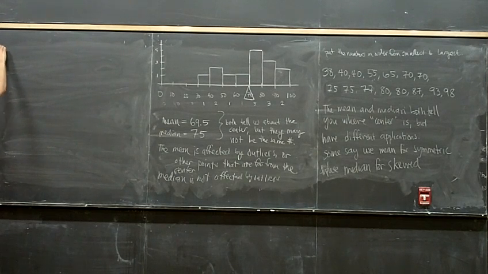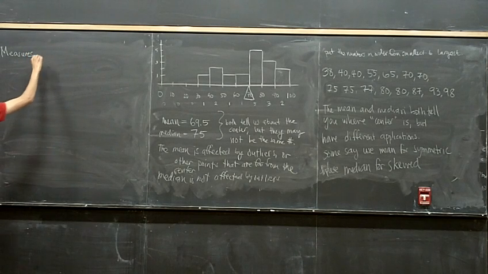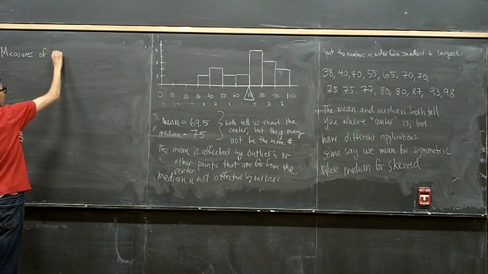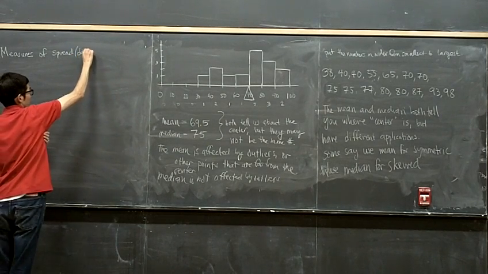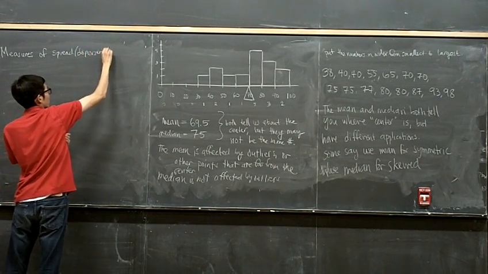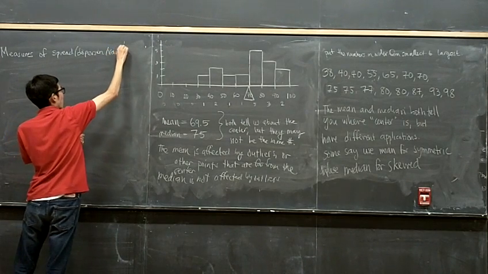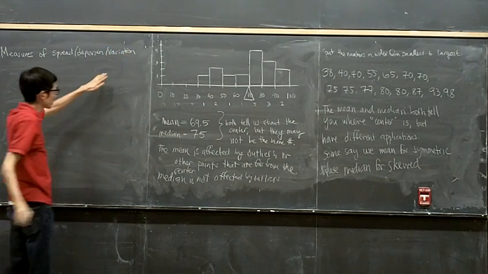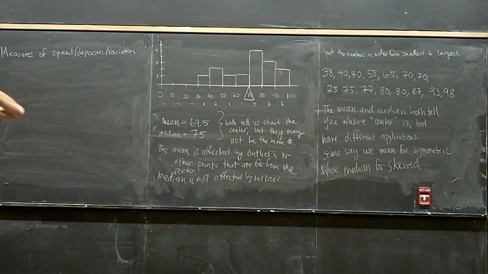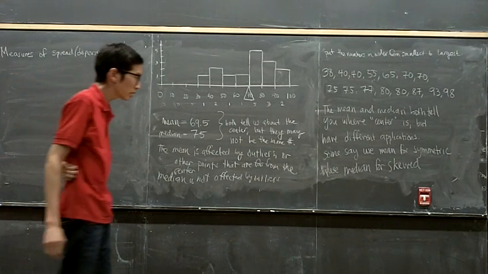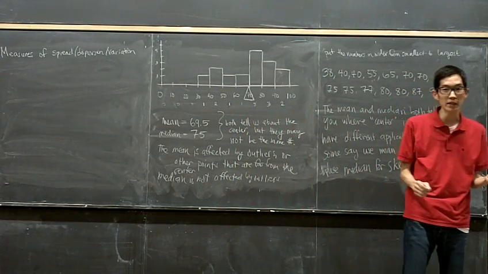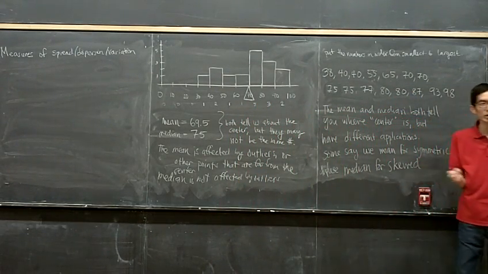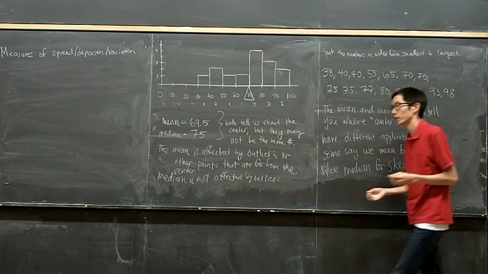Alright, so now measures of spread, or dispersion, or variation. These are all kind of similar ideas. And the idea here is, are the numbers in our data set close together or are they far apart?